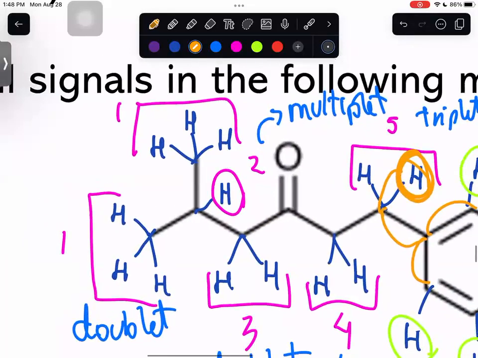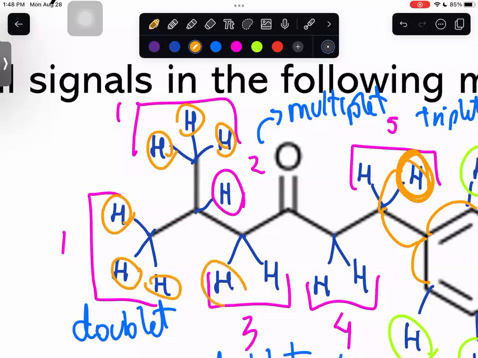This one has 9 neighbors in total. So whenever we have the answer as 6 or more, we're just going to call it a multiplet. You don't have to say a specific name. So if we're looking at signal number 2: 1, 2, 3, 4, 5, 6, 7, 8.